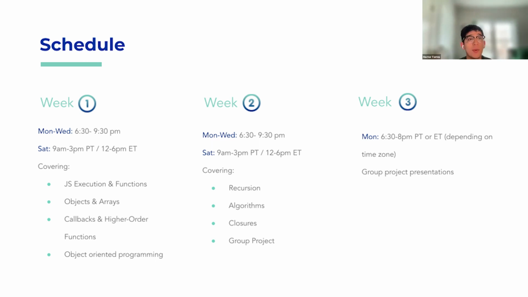And like I mentioned before, the schedule is a little bit more packed, a little longer per week. It still takes place, as you can see, over the 2 weeks. But instead of just 2 Saturdays and then that Monday for your presentations, the schedule per week will be Monday through Wednesday, 6:30 to 9:30 p.m. And then also Saturday, 9 a.m. to 3 p.m. or 12 to 6, depending on your time zone, of course.